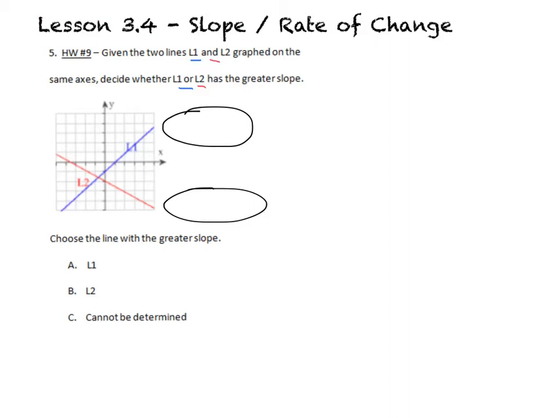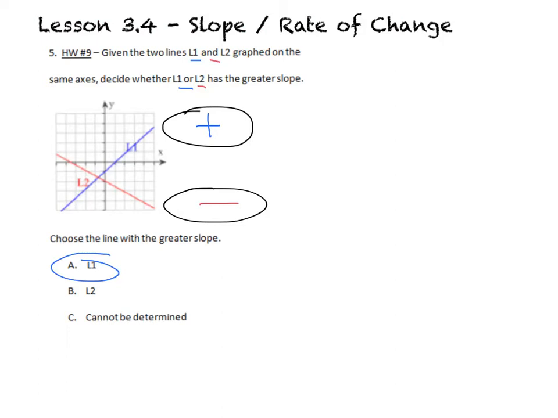If you said the blue line has positive slope, then you're correct, which means that the red line would have negative slope. So it wants to know which one's bigger. Well, positive numbers are always bigger than negative numbers. There's no exception to that rule. So our line with the greatest slope would be the blue line, which is L1. Just because it's positive and the other one's negative. I do want to address one real quick thing before we pause this and go on, though.